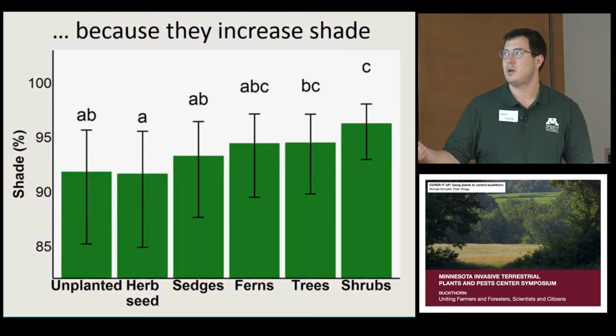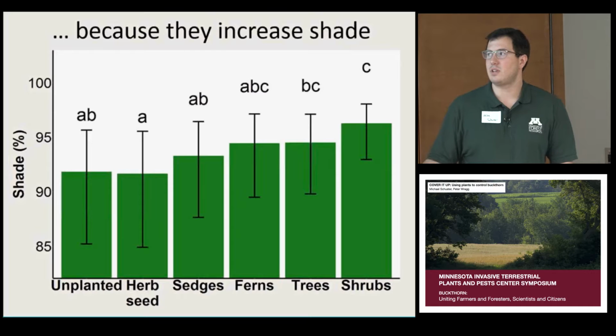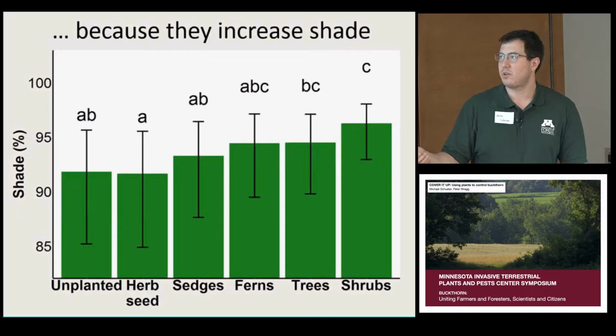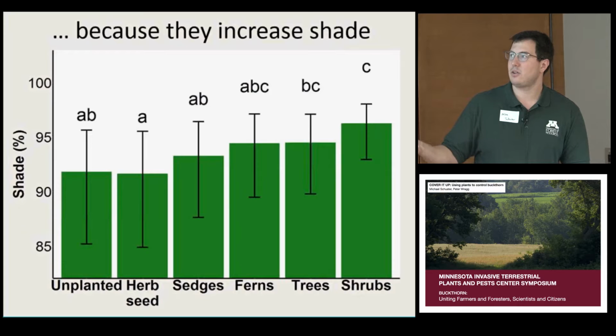So you see that mirror image of that trend where unplanted controls have relatively little shade. This is just like the ambient canopy shading that we have here, plus natural revegetation. And then sedges, trees, and shrubs produce higher levels of shade concurrent with their higher cover.